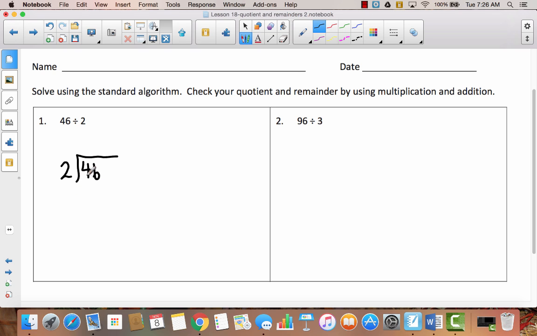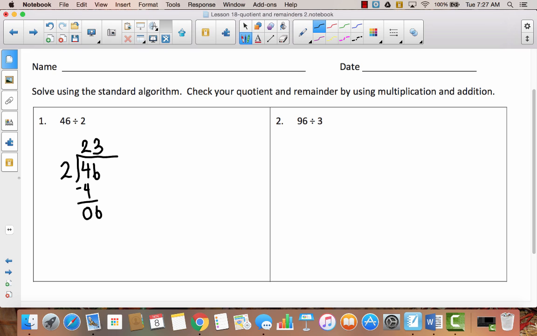So if I have 4 tens divided by 2, I have to think to myself, what is 4 divided by 2? Well, 4 divided by 2 is 2. So I'm going to put a 2 in the tens place. And then I've got 2 2's, which is 4. So I'm going to subtract. And that leaves a total of 0 tens. So I'm going to bring down my ones. So now I'm ready to divide 6 ones. 6 ones divided by 2 would be 3, because 6 divided by 2 is 3.